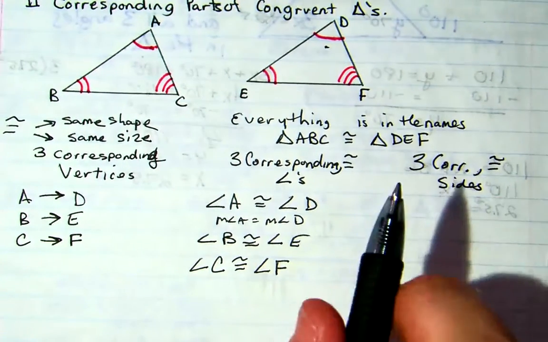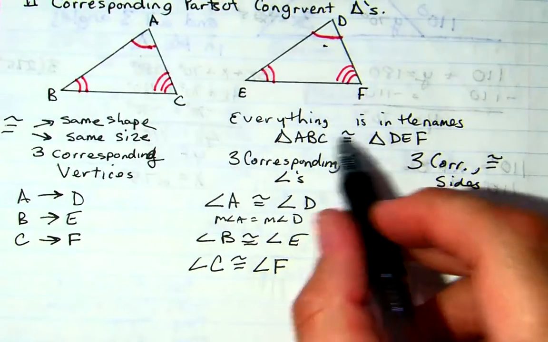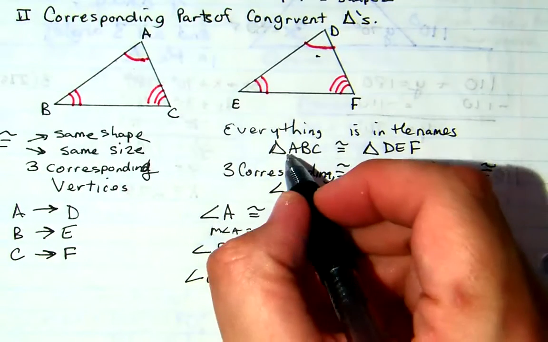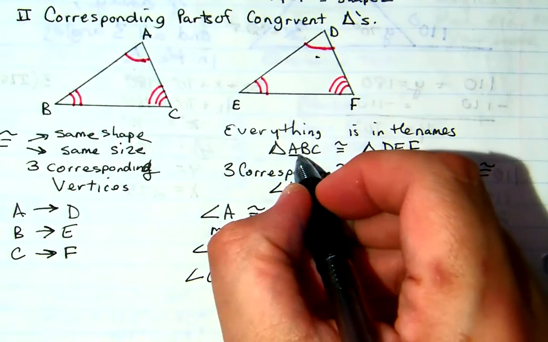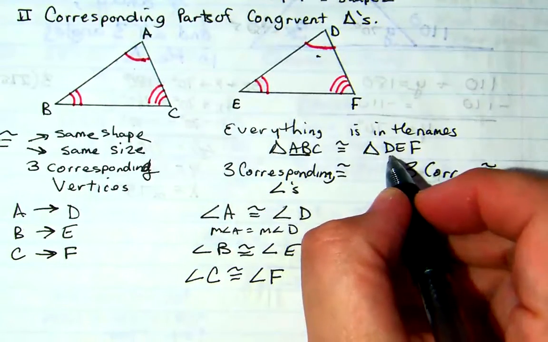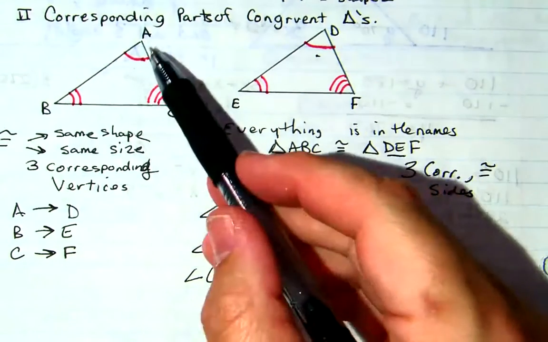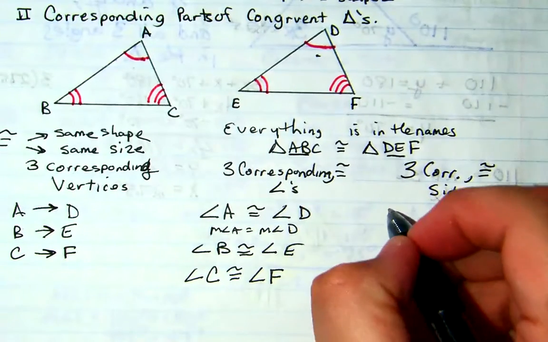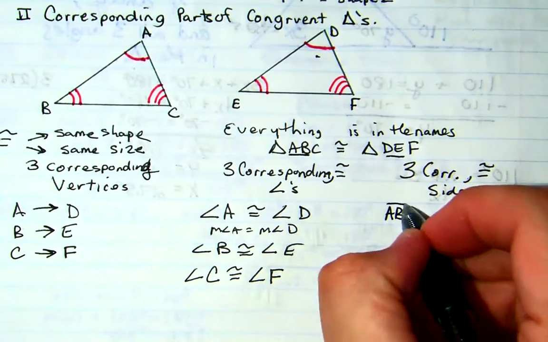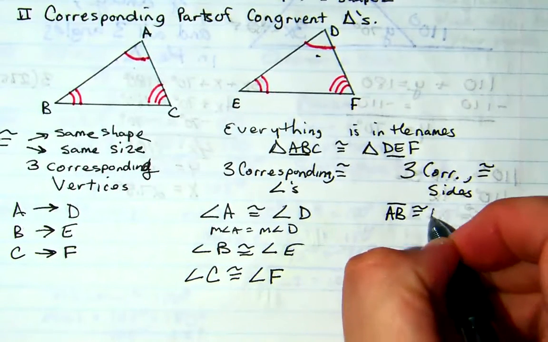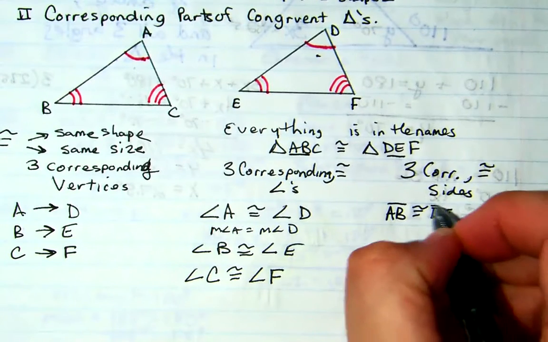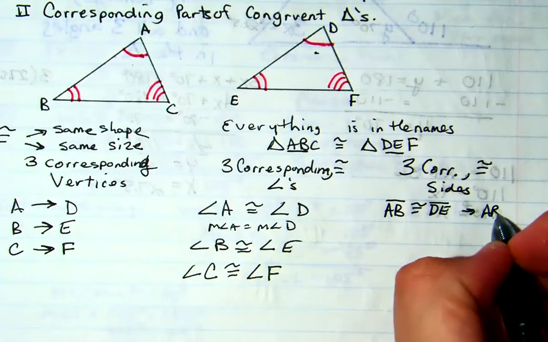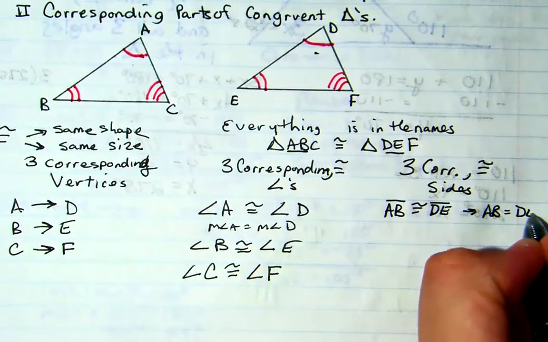Now, a cool thing that you can do for your triangles and for the sides is you can take the names and you can underline the first 2 and you get AB and DE. So you can say that AB, segment AB or side AB, is congruent to side DE. Which also leads me to say that the length of AB is equal to the length of DE.